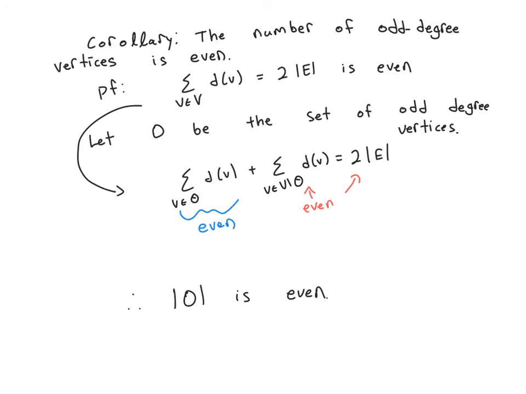But how can that be? How could this possibly be even? It's a summation of odd numbers. Well, that tells you there must be an even number of terms here, because if you add an odd quantity of odd numbers, the result is going to be odd. So it must be the case that there is an even quantity of odd numbers.